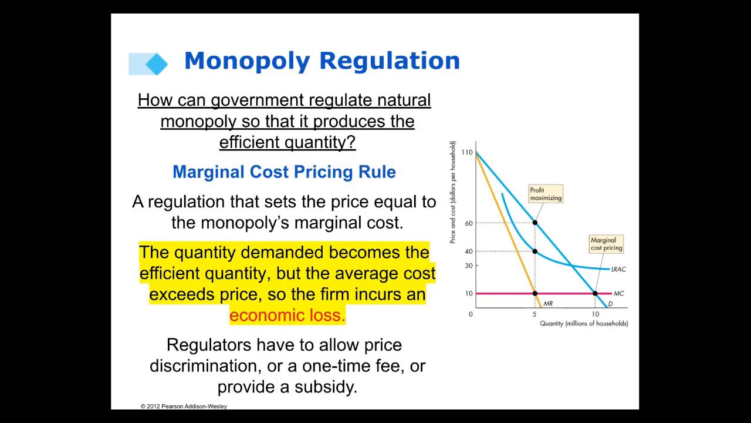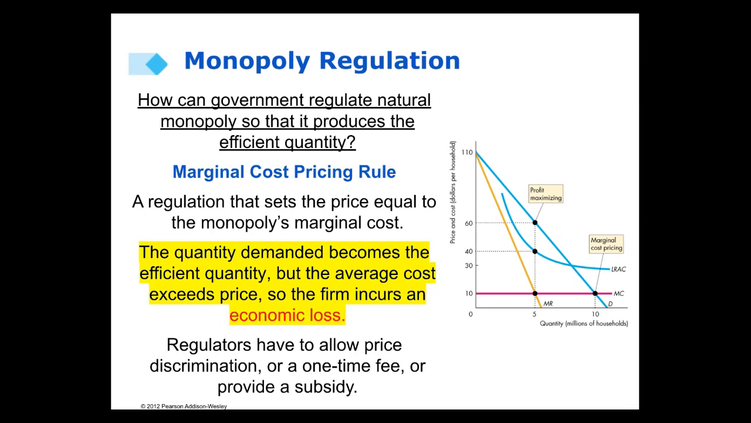Now, it's also true that sometimes with a natural monopoly, when it makes economic sense for there to be only one provider, we have one provider. This is typically what happens with a utility company or a power company. And then the question is, well, how can the government regulate a natural monopoly so it produces the efficient quantity?